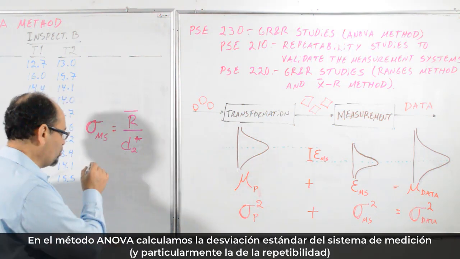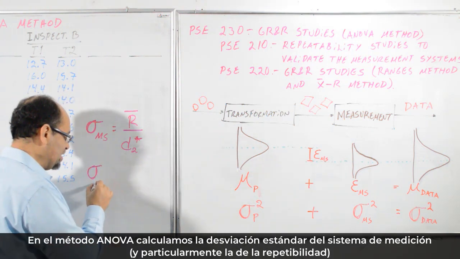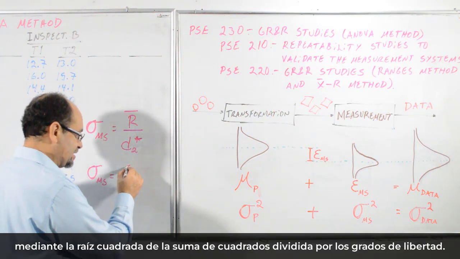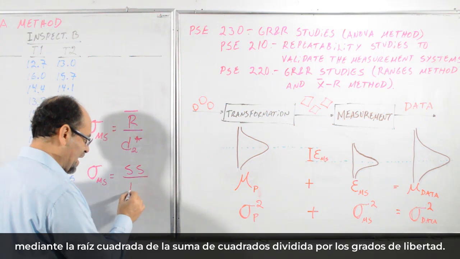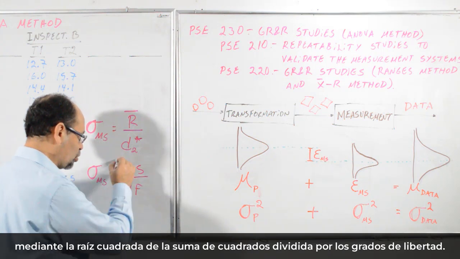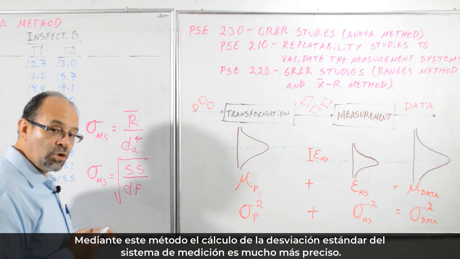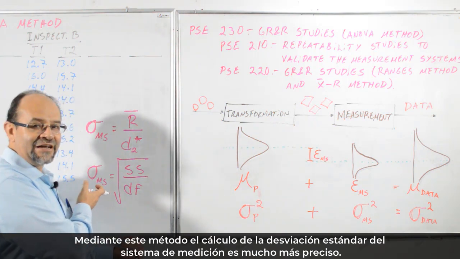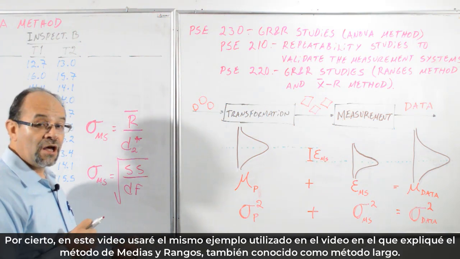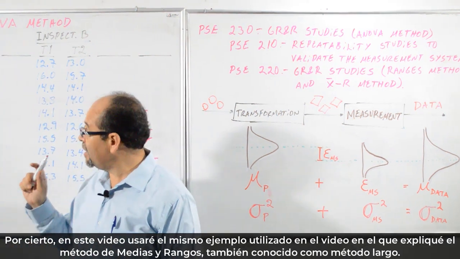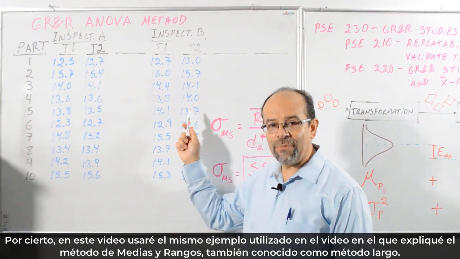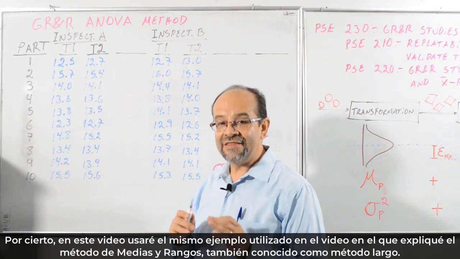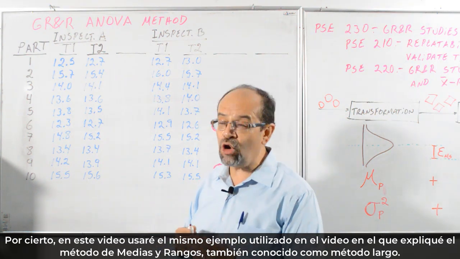In the ANOVA method, we calculate the standard deviation of the measurement system, especially for repeatability, as the square root of the sum of squares divided by the degrees of freedom. And this method is much more accurate in order to get the standard deviation of the measurement system. By the way, I'll be using the same example that I used in the video on the means and ranges method, which is the long method.